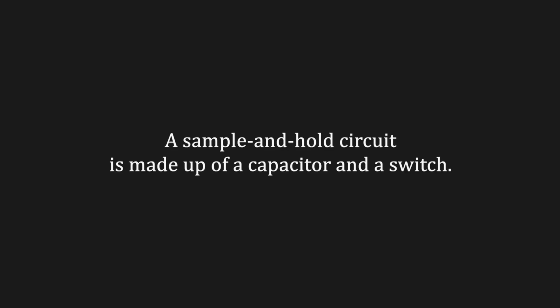In its simplest form, a sample and hold circuit is made up of a capacitor and a switch. The circuit follows, or tracks, the incoming analog signal until the sampling command closes the switch, isolating the capacitor and storing the signal's voltage. The capacitor then holds that voltage steady while the AD converter measures it.